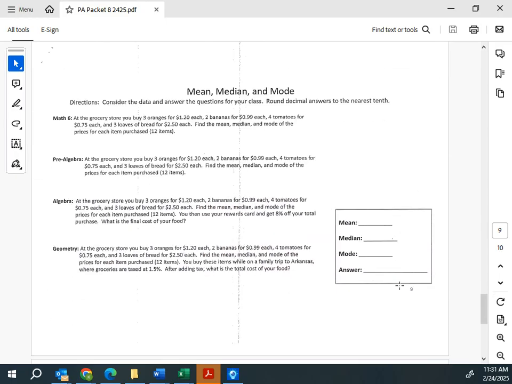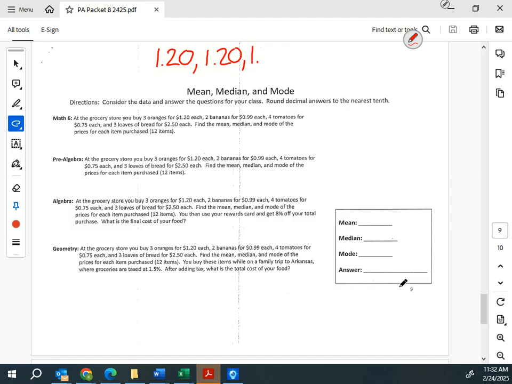Mean, median, and mode. Big thing to remember for this page. If they say that there are 3 oranges for $1.20, how many times am I going to write down $1.20? Christina? 3 times. There are 12 items. You should have 12 numbers in your list. Put it from least to greatest so you can find that median.